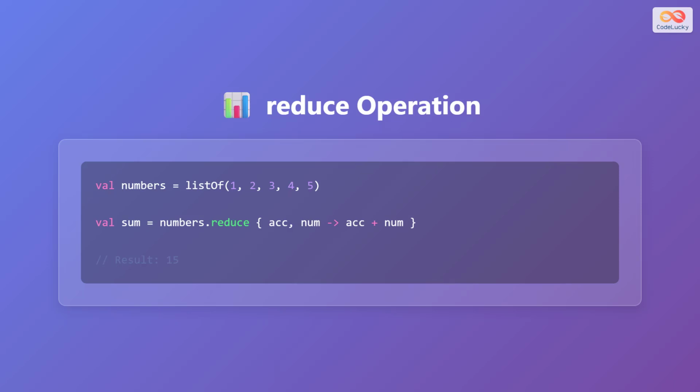The reduce operation combines all elements into a single value. Here's how it works. You have a list of numbers from 1 to 5. The reduce function takes a lambda with two parameters, an accumulator and the current number. It adds each number to the accumulator, starting with the first element. The result is 15, which is the sum of all numbers. Reduce processes elements sequentially, building up a final result.